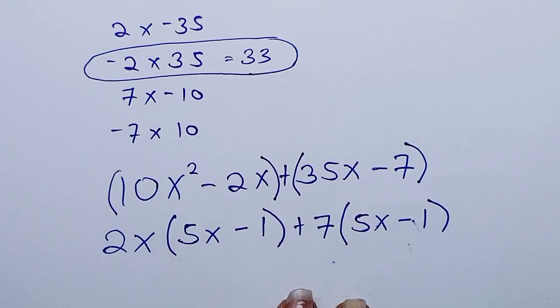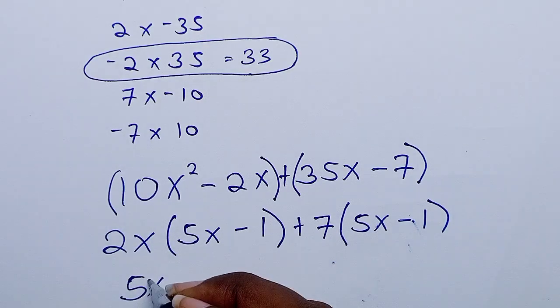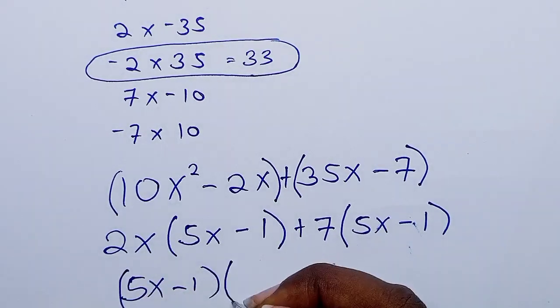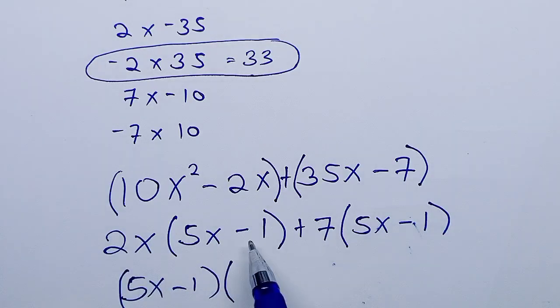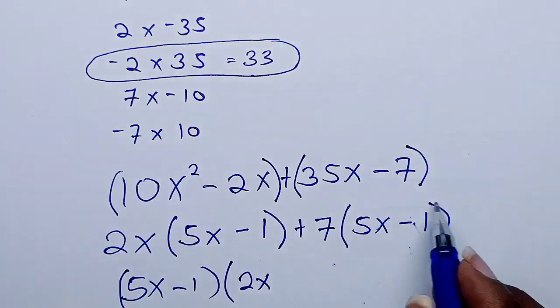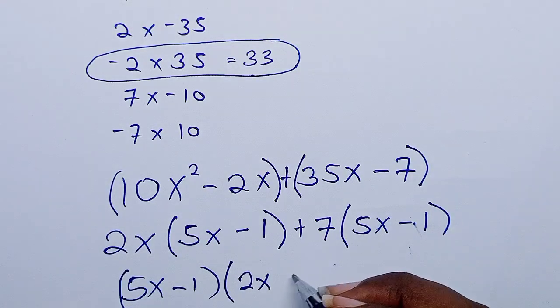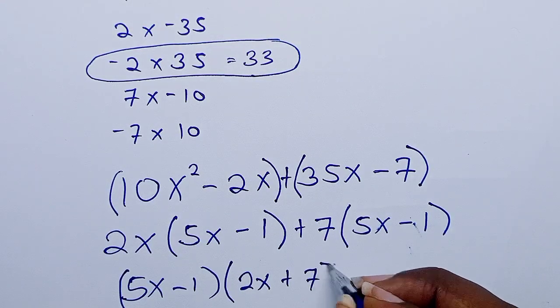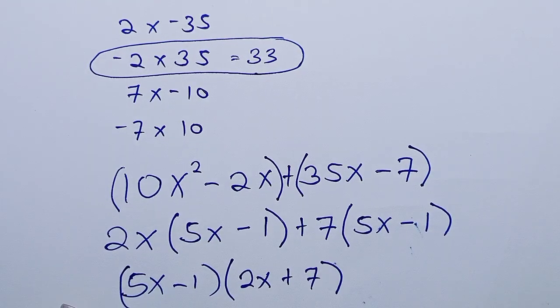As you can see again, 5x minus 1 is common, we factor it out. So 5x minus 1. Then this divided by 5x minus 1, we are left with 2x. Then this divided by 5x minus 1, we are left with positive 7. Okay, so now these are the factors of that expression. So that's how you use the SC method to find factors of trinomials.